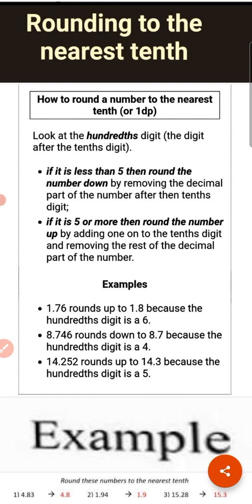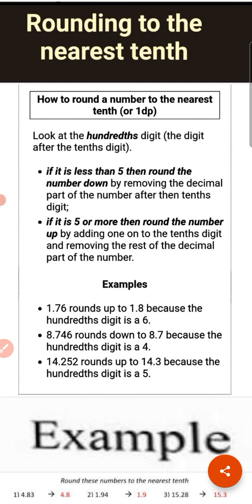Remove the whole part after the tenth digit. Then there is no need to write it. Okay. If the hundredth digit is less than 5, that is 0, 1, 2, 3 or 4, remove the digits after the tenth place.